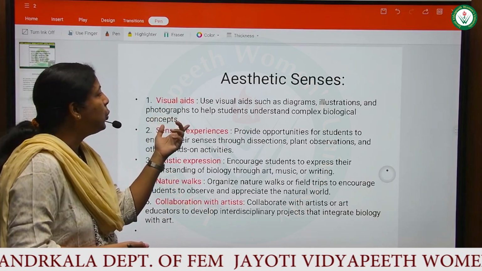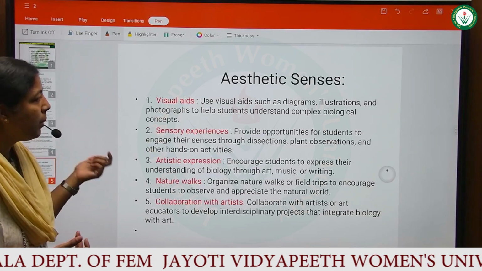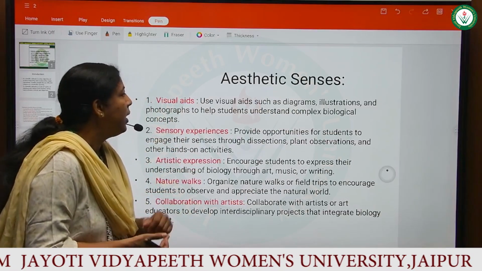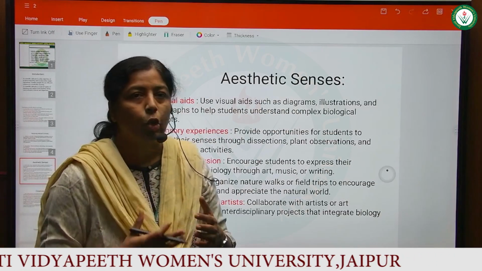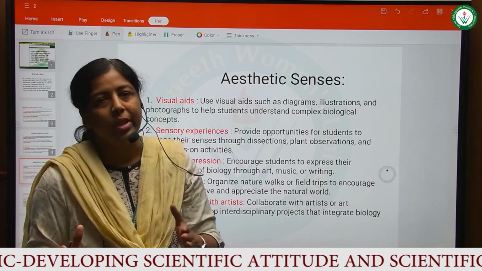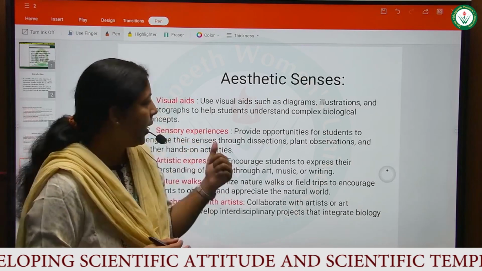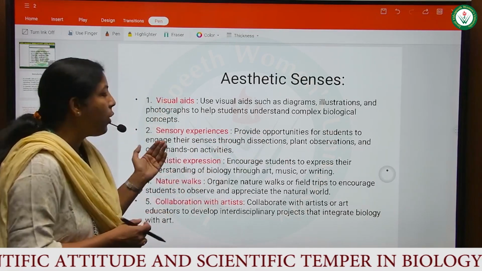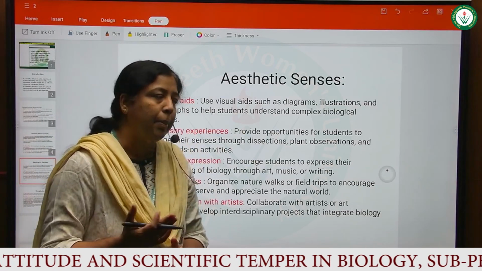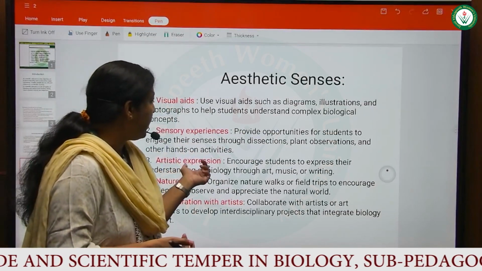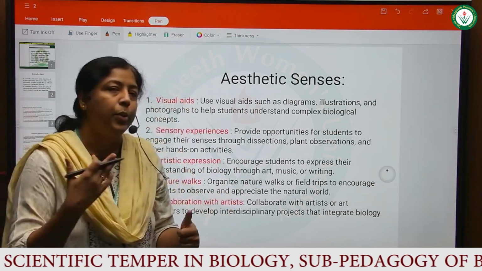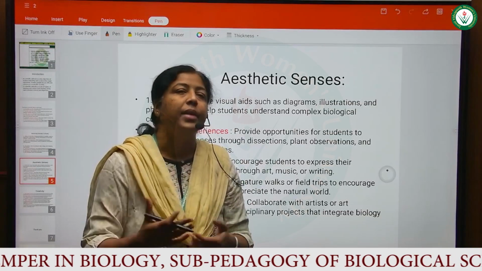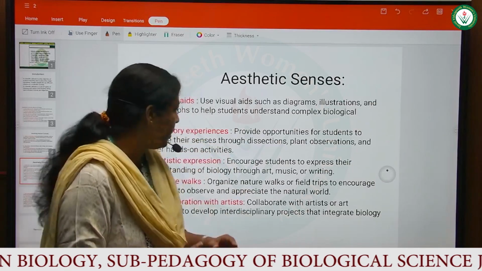Aesthetic sense, where they can use visual aids. Students can be encouraged with the help of diagrams, illustrations, and photographs, where they can understand the complexity of a biological concept in a simple to simplest form. Then sensory experiences, where through dissection, plant observation or hands-on activities can be implemented. Third is artistic expression, where they can use art, music or writing, to express their views regarding any concept which they have developed.